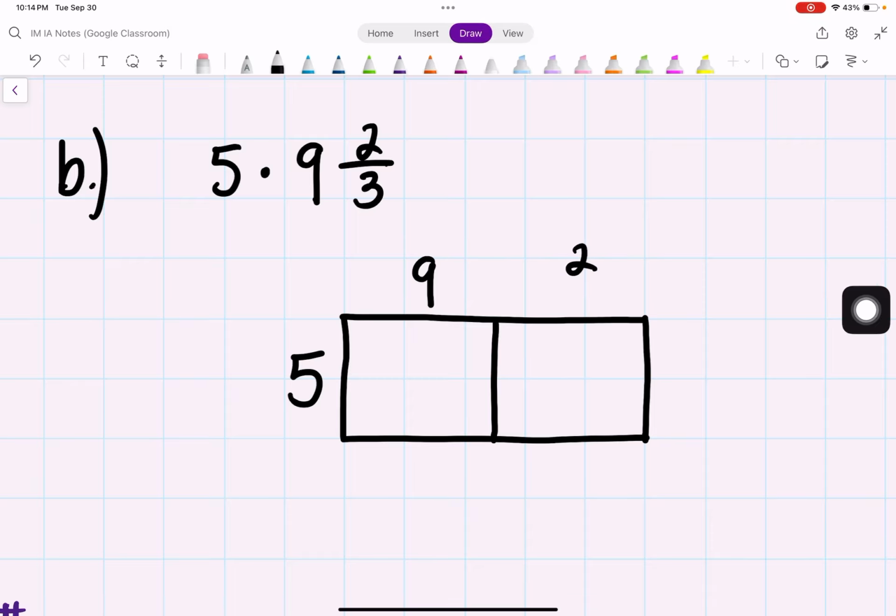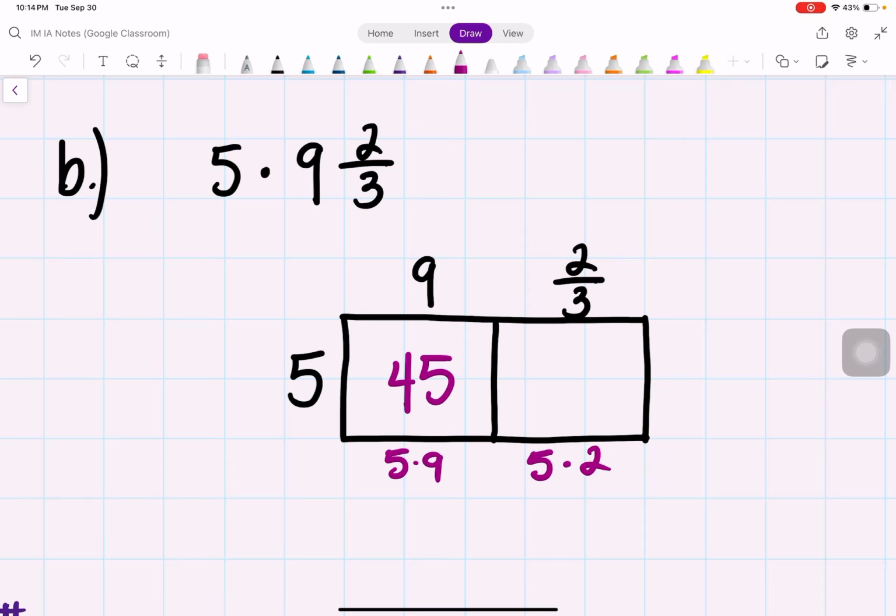We are multiplying in this case, guys, so I'm going to be multiplying 5 by 9 and 2/3. So I'm going to start off, once again, 5 times 9. I know that that's going to give us 45, so I'm going to put 45 inside. On the next one, I'm going to do 5 times 2/3.